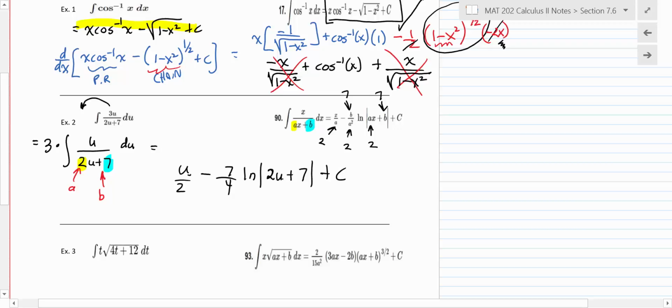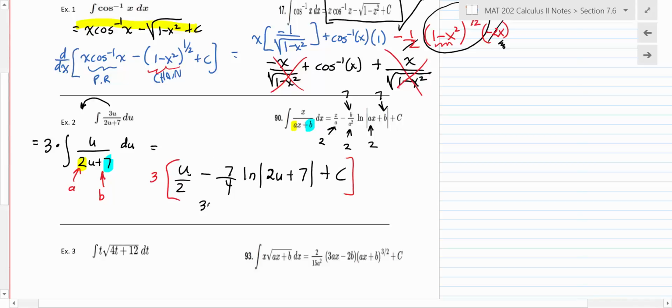Now, I did forget one thing. This is something you've got to be careful about. Does everybody see how I plugged that in? That's a, the number in front of the variable in this formula, and b is this other number right there. So what did I forget to do? I forgot all about that 3. So I do that. Don't worry about multiplying the c by 3, because that's an arbitrary constant.